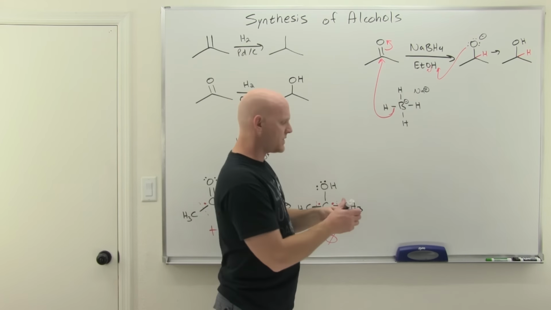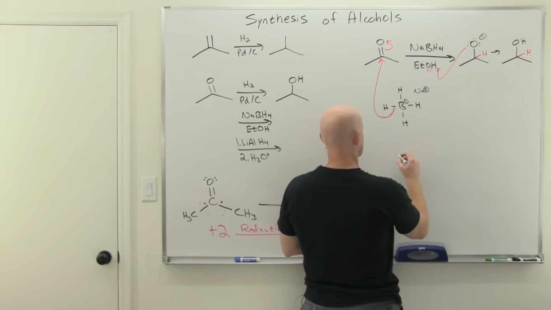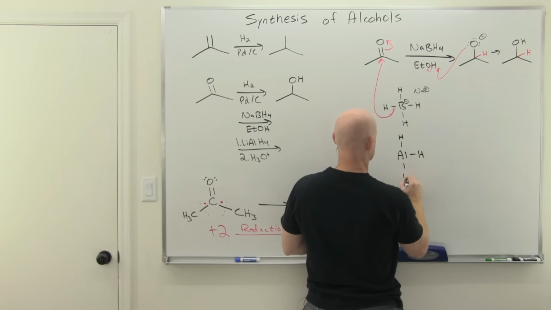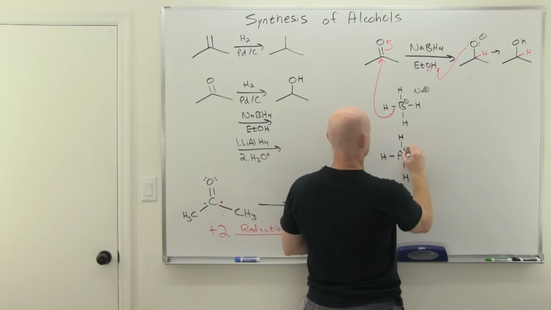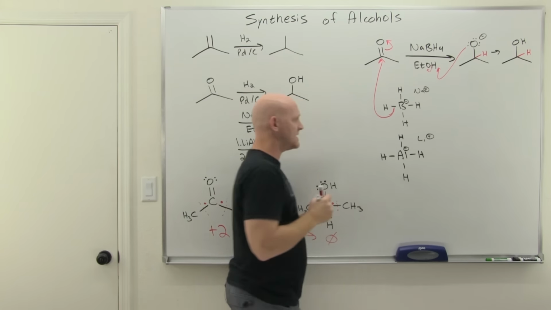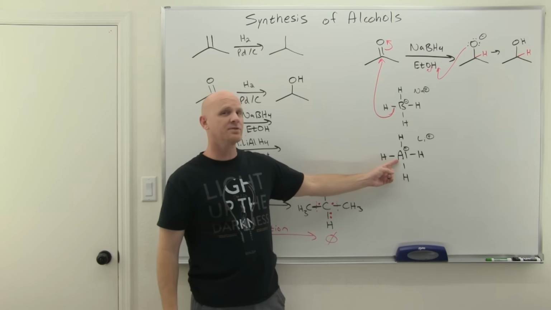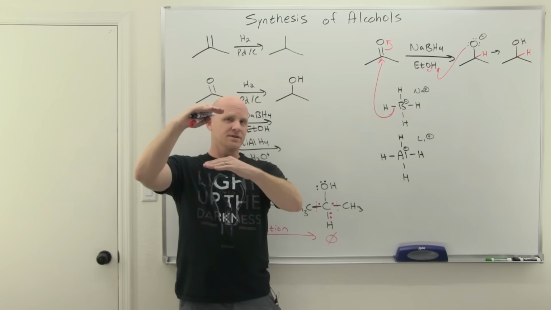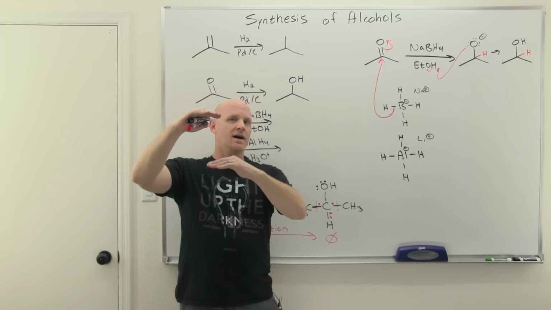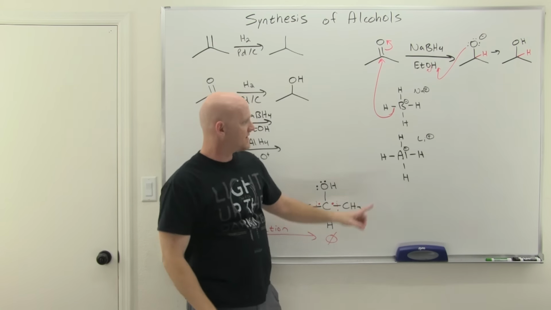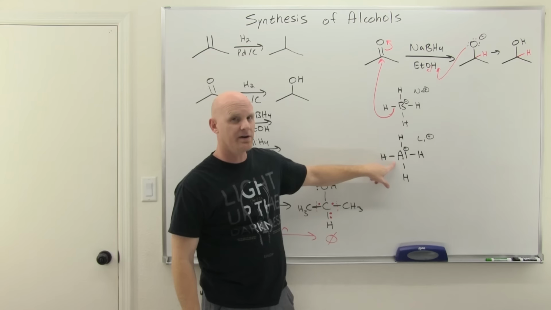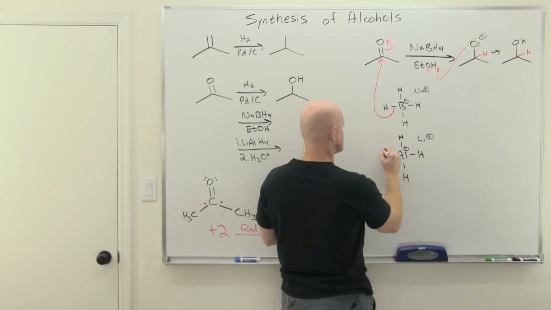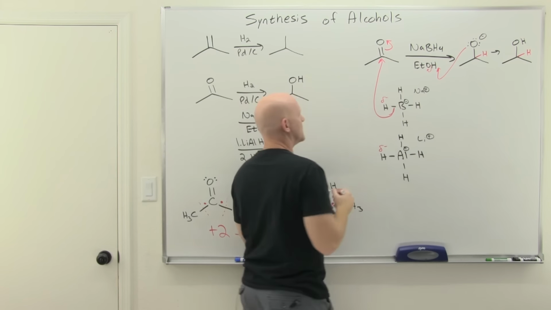Now, in addition to borohydride here, we could also use lithium aluminum hydride as well. And so instead of the central atom being boron, the central atom's aluminum. Now, the difference in electronegativity between boron and hydrogen is not as big as the difference between hydrogen and aluminum. And so as a result, this is a more polar bond right here. And being a more polar bond, this hydrogen has a more significant amount of partial negative charge than it did when bonded to boron.